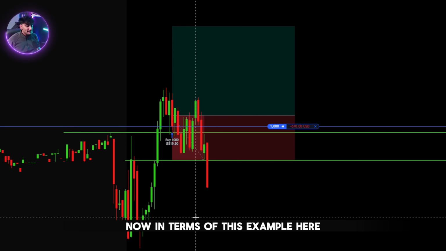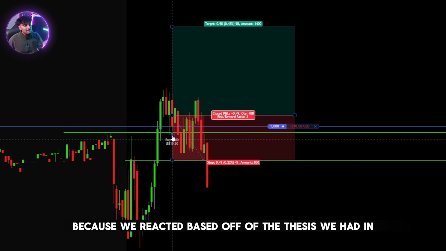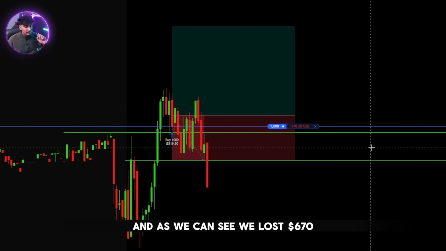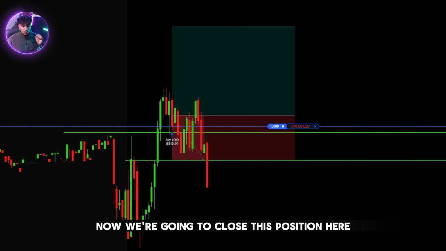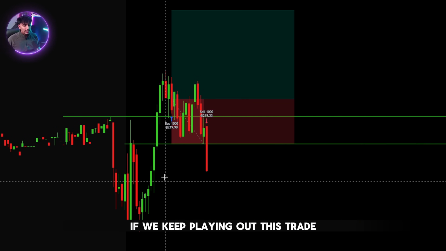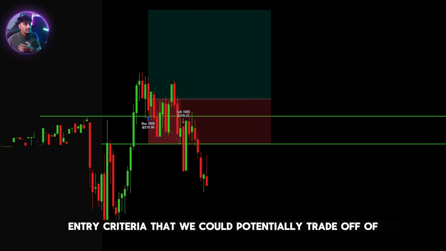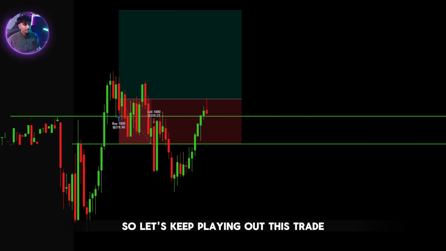Now, in terms of this example here, the reason I want to talk about predicting versus reacting is because we reacted based off of the thesis we had intraday, which was the pre-market high and then the retest. And unfortunately, it didn't work. As we can see, we lost $670, which is absolutely fine. Now, we're going to close this position and keep playing out this trade. If we do, we might have another potential entry criteria that we could trade off of. So let's keep playing out this trade.